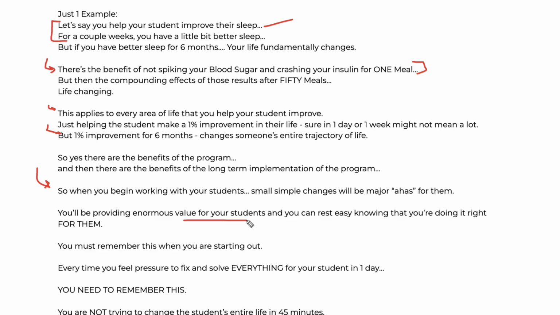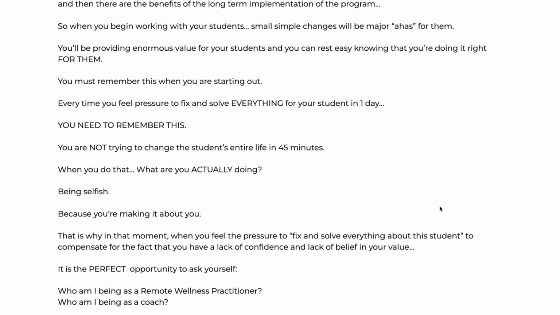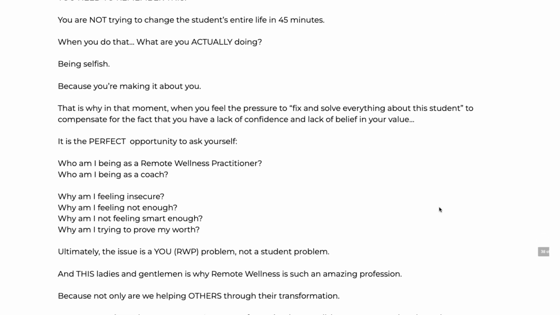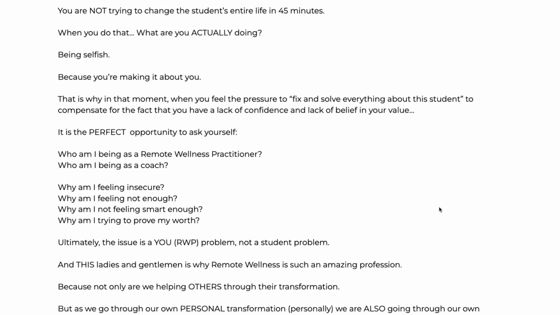And so don't go out there trying to be all selfish and make this about your ego or your insecurity or your lack of confidence or your fear or your imposter syndrome, and then all of a sudden make it all about you, okay? You have to remember this, especially when you are starting out, because every time that you feel the pressure to fix and solve everything for your student on day number 1, this is what you need to remember. You are not trying to change the student's life in one training or in one 45-minute session or one 45-minute coaching call or one 45-minute interaction or even a couple-minute interaction. That's not what it's about.